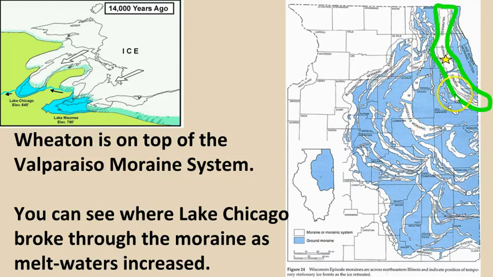So there's the Valparaiso moraine, and we're right on top of it. And you can see here where, when Lake Chicago eventually got so big, it was able to break through right here. Lake Chicago was able to break through the moraine in what is now the Des Plaines River, and then the Illinois rivers are down here.